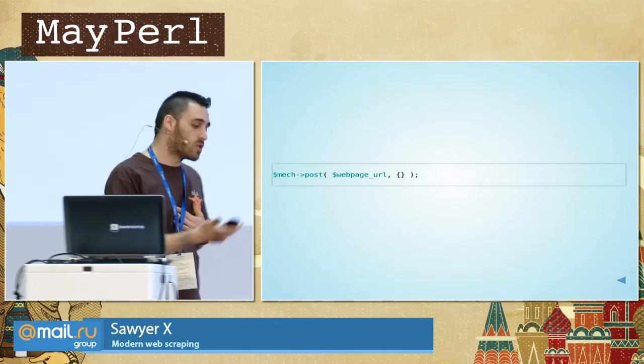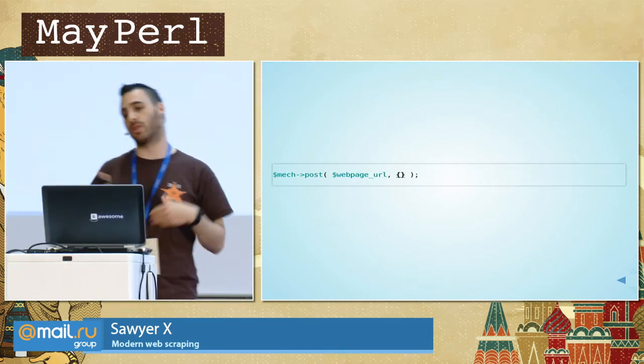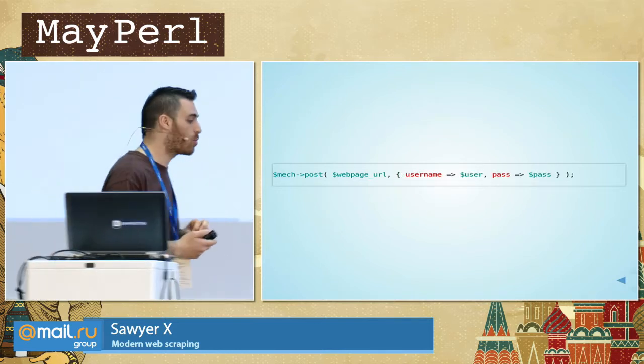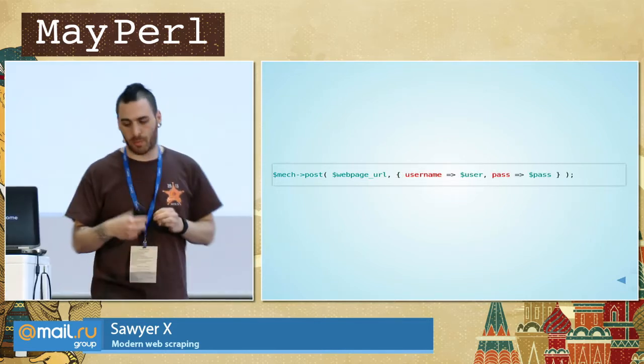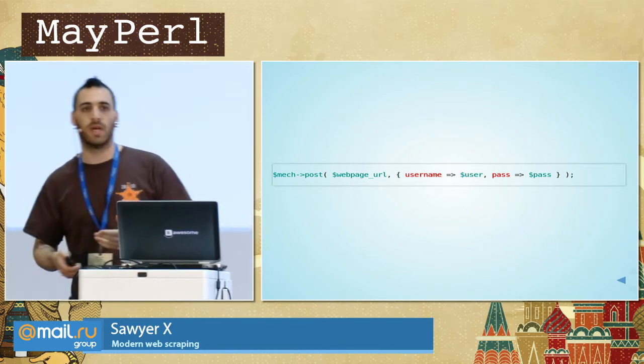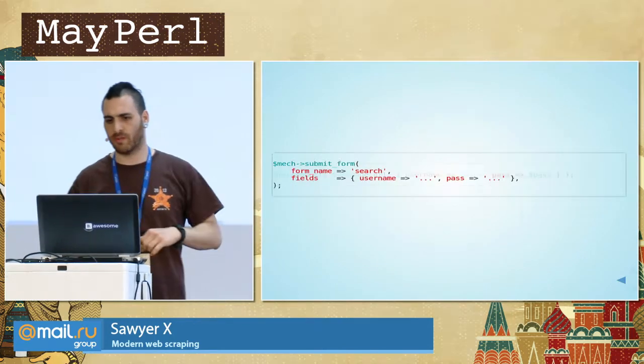Now, you can have post, just like you can have get, where you give a URL, and you give some parameters. Currently, we're not having any parameters in there, but we can add. This is an example of submitting a post request with a username and a password as the parameters. If this is in a form, providing the fields, you might actually use submit form, and then you give the form name and the fields and stuff like that. But the post is an example because I actually want to build on it.